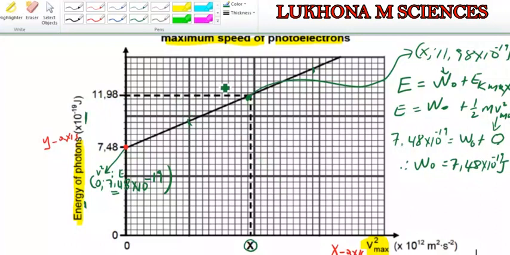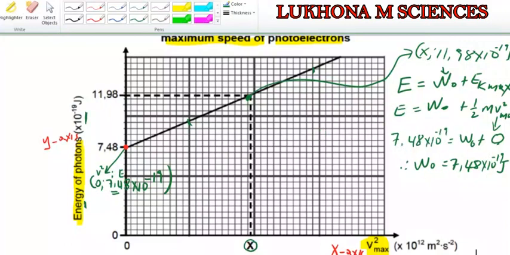The work function is the energy when the electron has no kinetic energy. The energy that you get there is your work function. The y-intercept in this case will be the work function. So that is the work function.